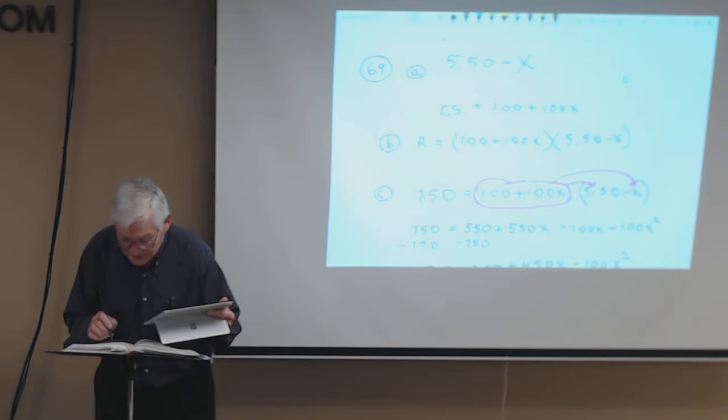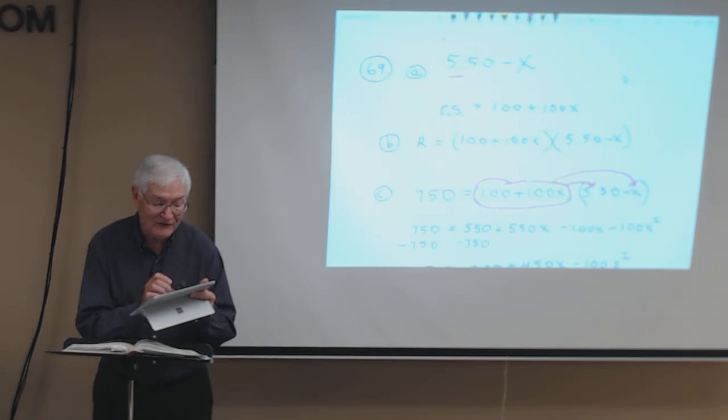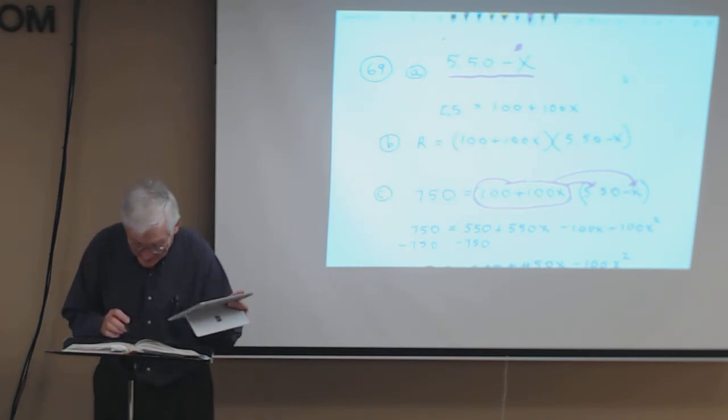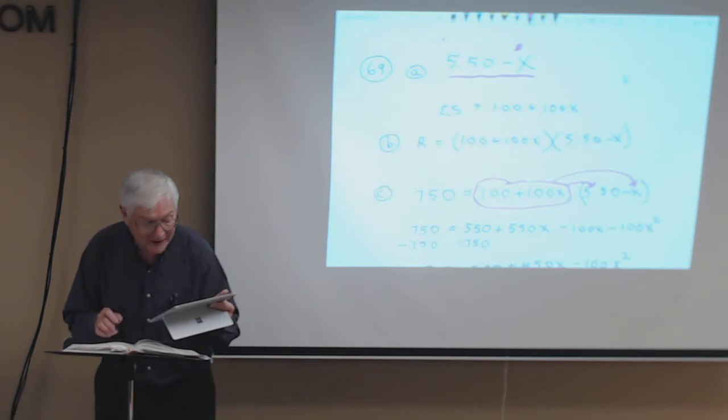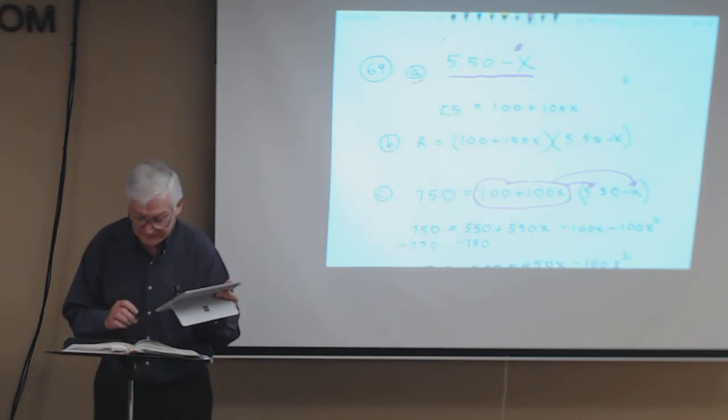To attract more students, the campus theater decides to reduce ticket prices by X dollars. So that means they took the $5.50 and subtracted X. You follow me? So that's the ticket price. So A, what's the expression representing the new price for tickets? There it is right there. $5.50 minus X.